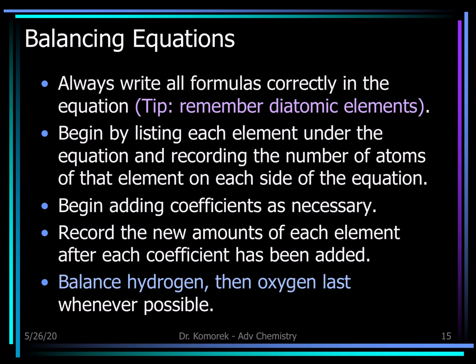Next, begin by listing each element under the equation and recording the number of atoms of that element on each side of the equation, the left and right side. Begin adding coefficients as necessary, but every time you add a coefficient, recalculate the number of atoms of each element and record the new number. Balance hydrogen, then oxygen last wherever possible. Now that should be a guideline, because it says wherever possible, you may not always be able to use that guideline, but you should always attempt to balance it with hydrogen and oxygen last.